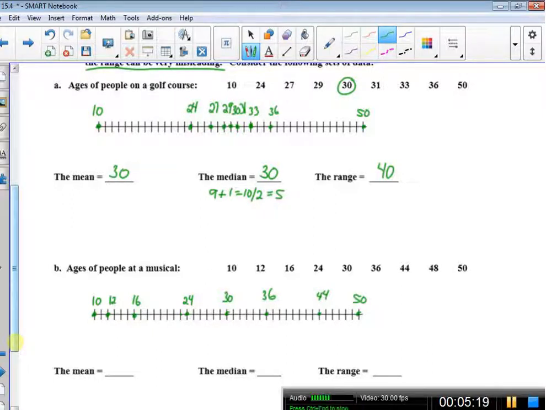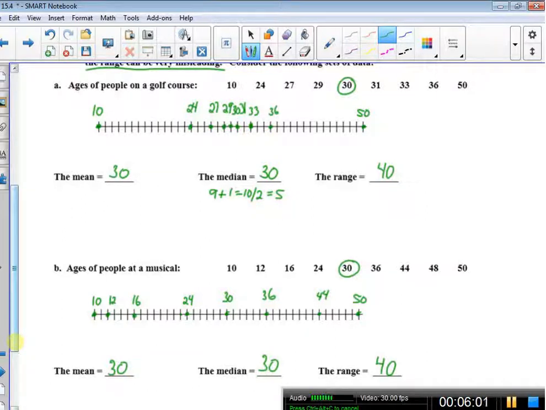Okay. So, if you compare this number graph to the ages of people on the golf course, these are ages of people at a musical, when you add those up again and divide by 9, same thing, you still get a mean of 30. And again, it would be the fifth number in, which is 30. The median is the same. And the range is 50 minus 10 or 40. So if you were to compare these two data sets, you might say they're identical. But if you look at them on the number line, they are not identical.